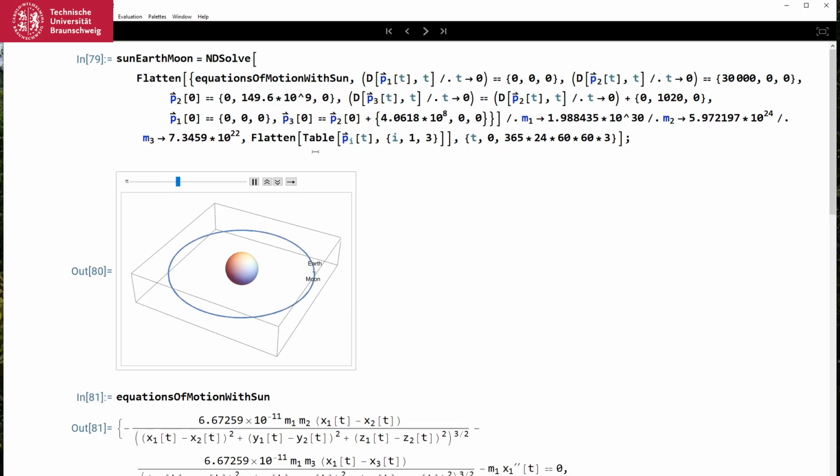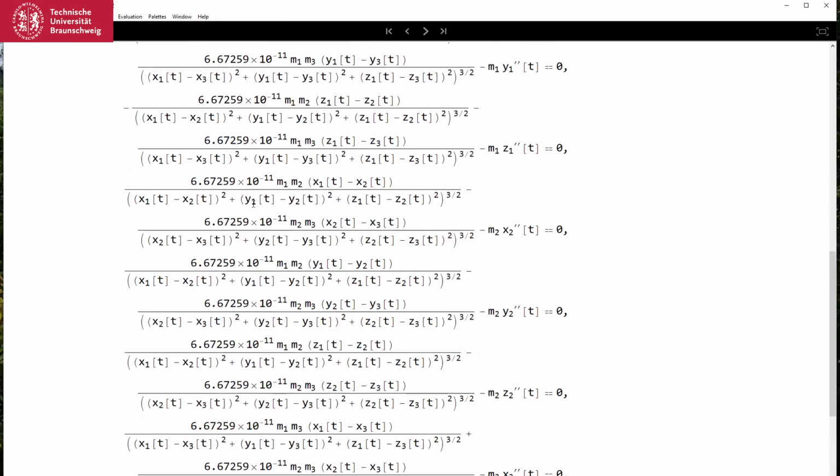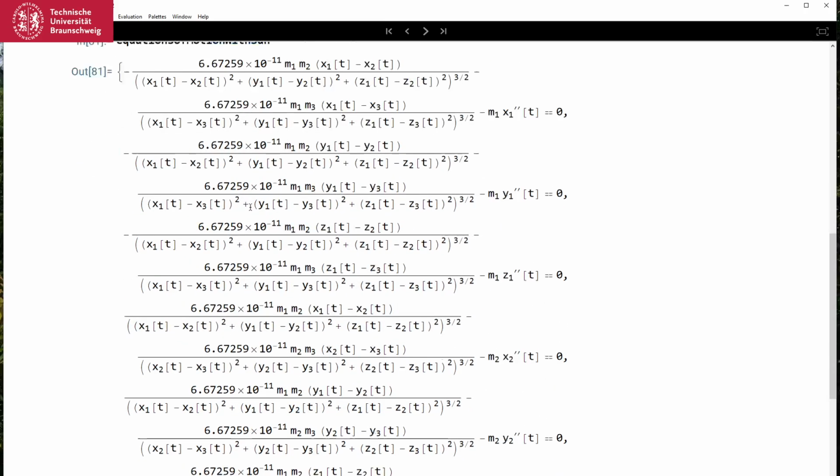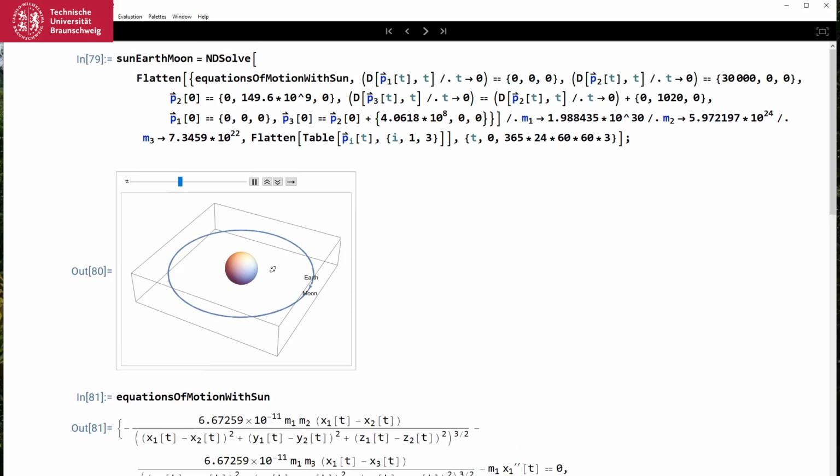And then again, flatten everything and run this for 3 years. These are the equations of motion that drop out, and this is how everything looks. I guess potentially, did I stop this? No.